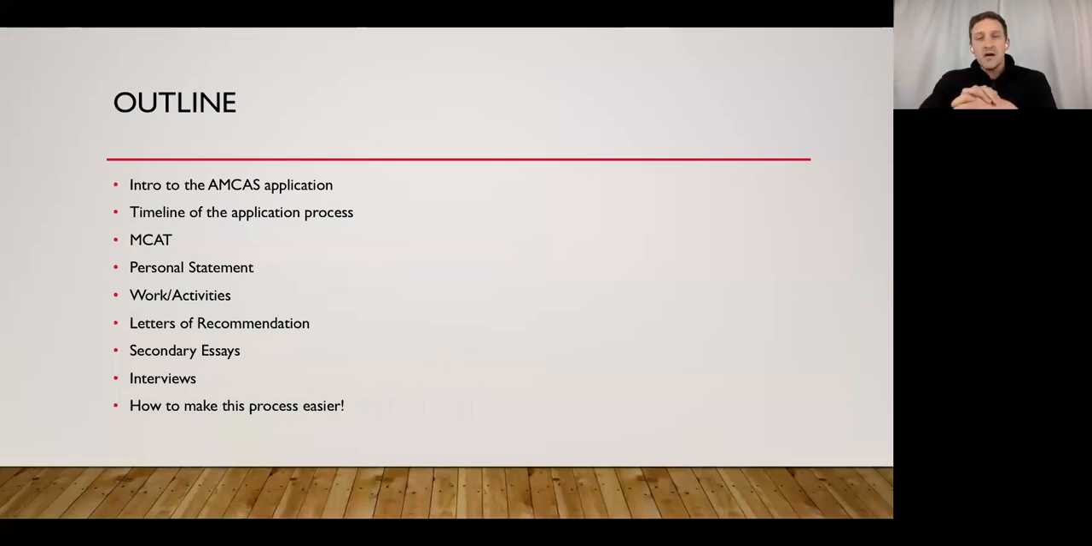So tonight we're going to talk about the AMCAS application, do a little intro into what that is for you that may not have known about that. A little timeline of the application process. I'm going to touch on all the components of the application process. So what goes into it, the MCAT, personal statement, the work activity section, letters of recommendation, secondary essays, interviews, and then a couple of ways to make this whole process a little bit easier for yourself.